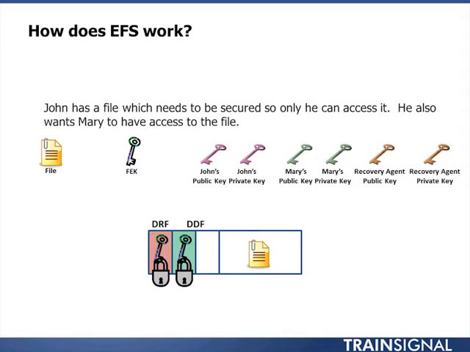Now, if Mary wanted to access the data, it would be the exact same process. I don't have it illustrated here for you, but Mary, instead of opening up the box that John opened up, she'd open the box next to it with her private key. Or if it came down to the recovery agent having to get in, the recovery agent would use their private key to open up their box to get the file encryption key to open up and see the data. All right, so that's how it actually works.